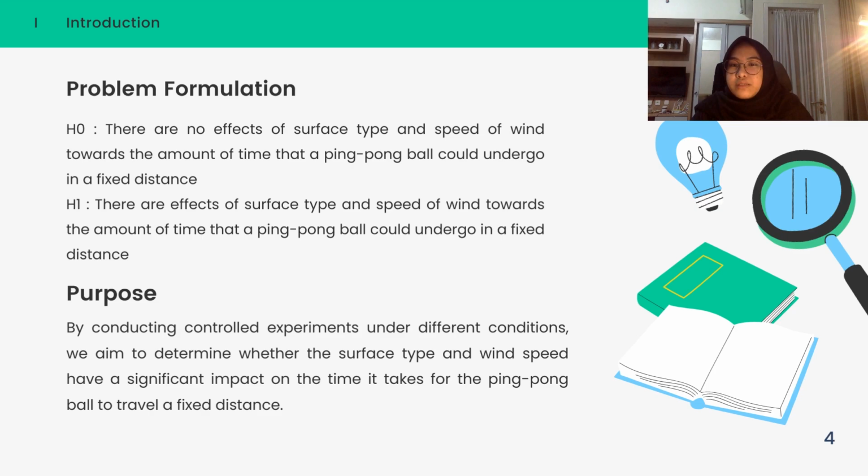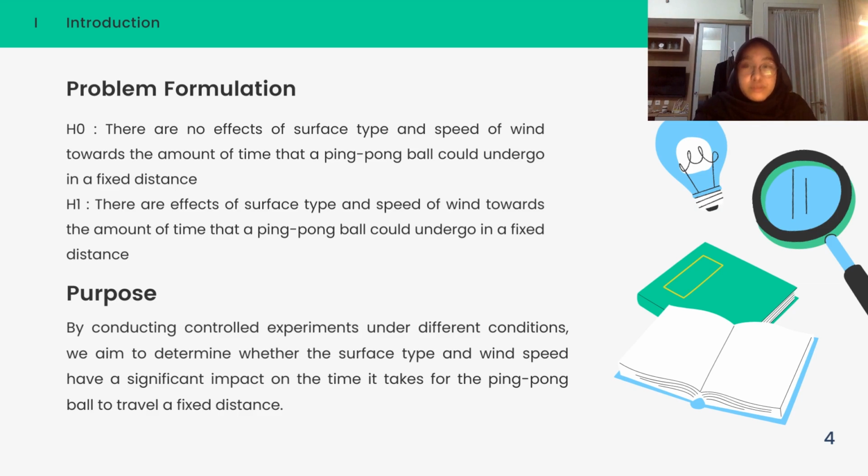And our first hypothesis: there are effects of surface type and speed of wind towards the amount of time that a ping pong ball could undergo in a fixed distance. And the purpose of this experiment, by conducting controlled experiments under different conditions, is to determine whether the surface type and wind speed have a significant impact on the time it takes for the ping pong ball to travel a fixed distance.